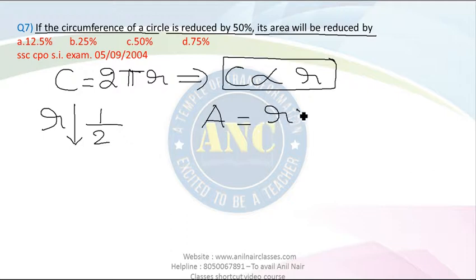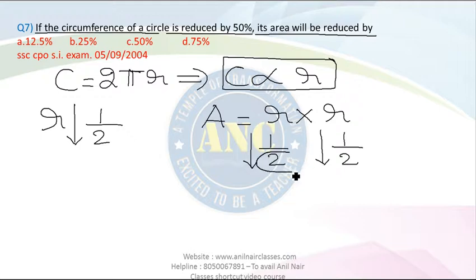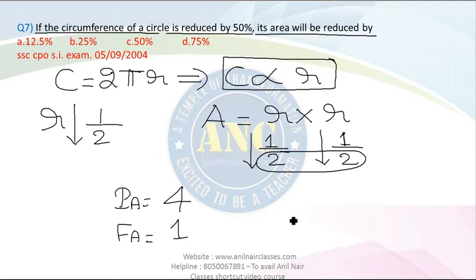Area is pi r square. Forget about that pi. R square is r into r. Radius is reduced by 1 by 2. This radius is also reduced by 1 by 2. Initial area is 2 into 2, 4. Final area, from 2 there is a decrease of 1, it becomes 1. From 2 there is a decrease of 1, it becomes 1. What is 1 into 1? 1. That means initial area is 4, final area is 1.